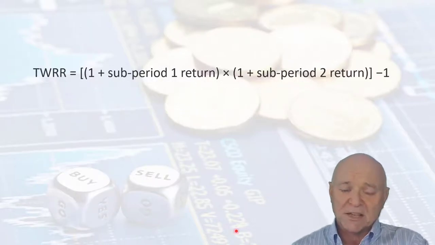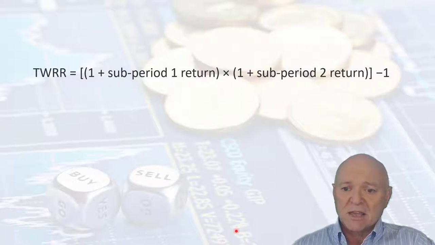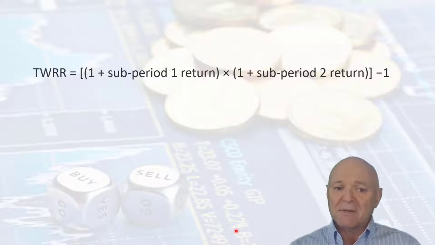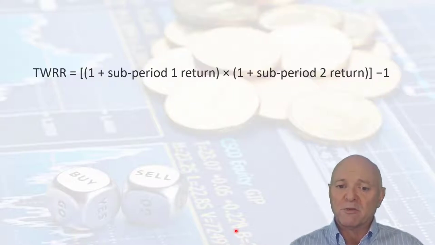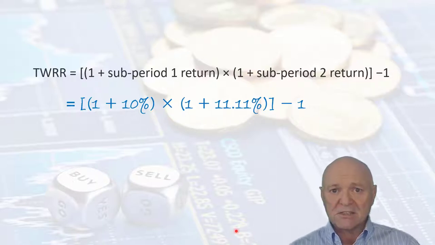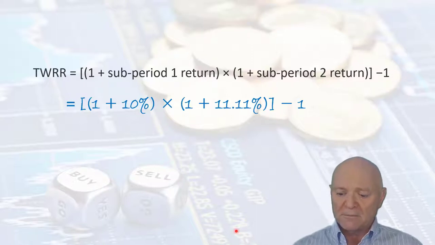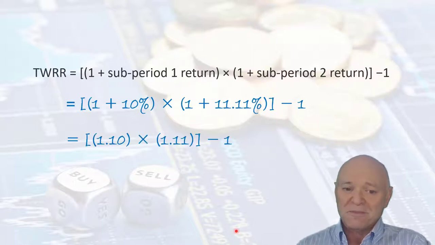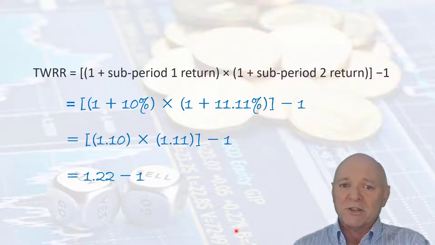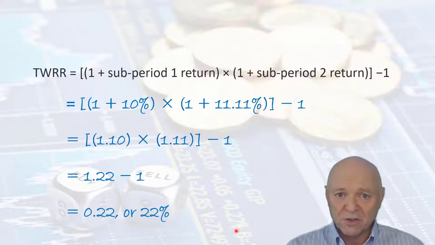This is the way that we're going to address that. We say the time-weighted rate of return is 1 plus the sub-period rate of return, and that was the 10%. And then we take that and we multiply it by 1 plus the sub-period rate of return for period 2. And then we subtract 1 to turn it back into a percent. So if you recall, we had a 10% rate of return for the first sub-period. So 1 plus 10%, that's the first sub-period. We multiply that by the second sub-period, 1 plus 11.11%, the rate of return for the last 4 months of the year, and we subtract 1 from that. Of course, that gives us 1.1 times 1.111 minus 1, or 1.22 minus 1, or finally 0.22 or 22%. So that's our overall rate of return for the year.